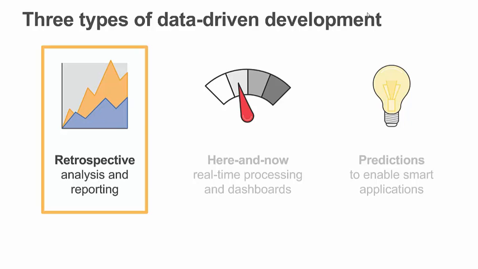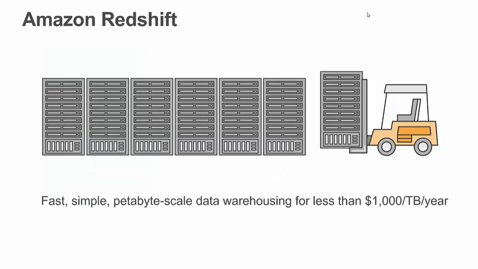Before we dive deeper into machine learning, let's take a step back and look at retrospective or historical analysis through data warehousing. We always like to start here. Redshift is a fast, fully managed, petabyte-scale data warehouse that makes it easy and cost-effective to analyze all your data using your existing business intelligence tools. For less than $1,000 per terabyte per year, you can focus on your analytics while Amazon Redshift manages the infrastructure for you.